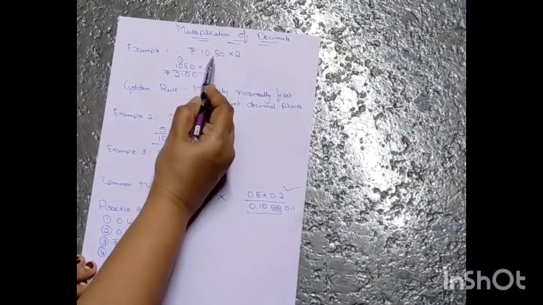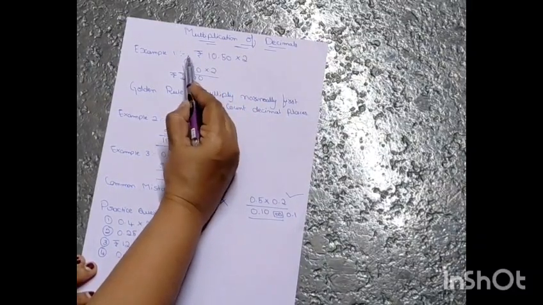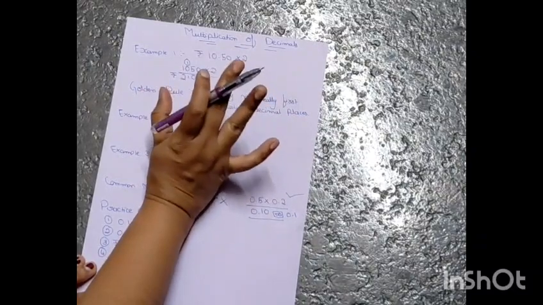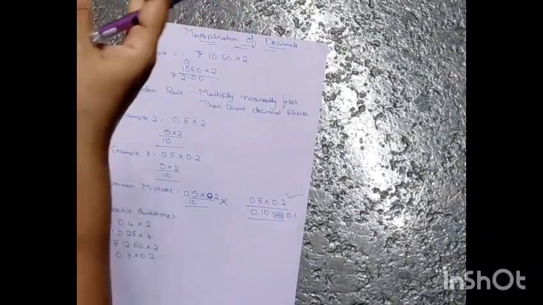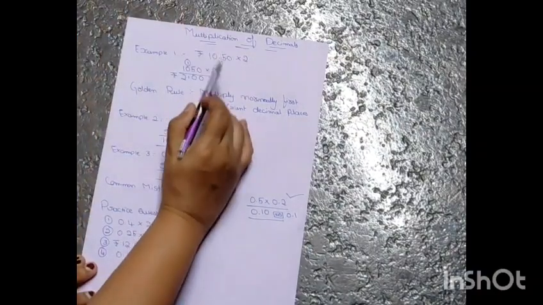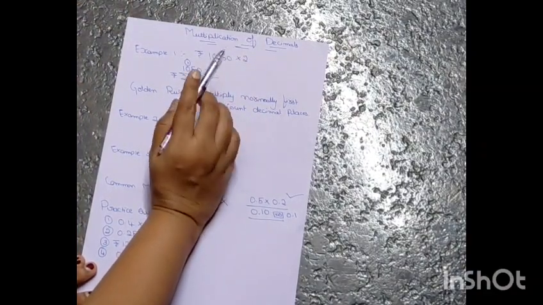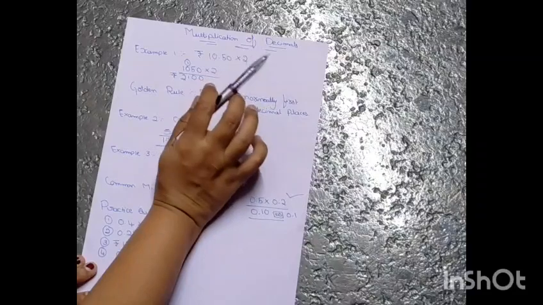Rupees 10.50 into 2. Be very careful in multiplication, because addition and subtraction we have done normally, with only the decimal point aligning. As I have two years of teaching experience, I see many students go wrong with the multiplication and division of decimals. So we'll go slowly, step by step.